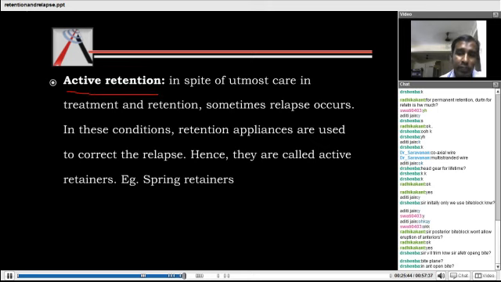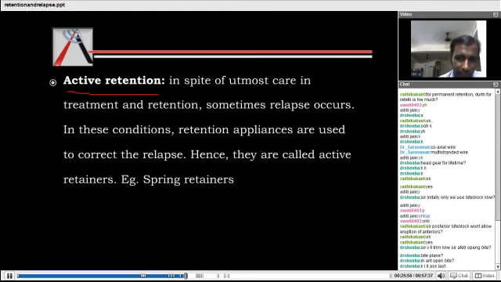You allow the anterior to extrude and the posterior to intrude, so you don't have to trim anywhere. I'll talk about this when I'm talking about the treatment of open bite. Okay, I'll tell you about that.